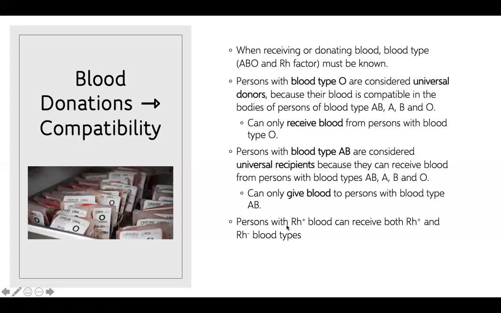Persons who are Rh positive can receive Rh positive and Rh negative, but if you are Rh negative, you can only receive blood from someone who's also Rh negative. The first transfusion might be okay, but in the future, your body will have developed those antibodies to fight off the Rh factor if you are negative. So we want to make sure that we know both the ABO group and the Rh factor are really important.